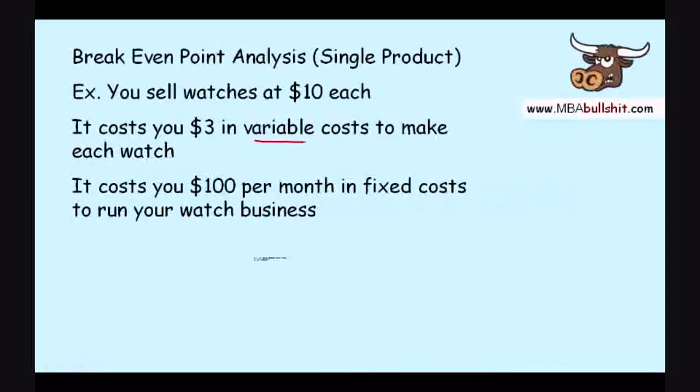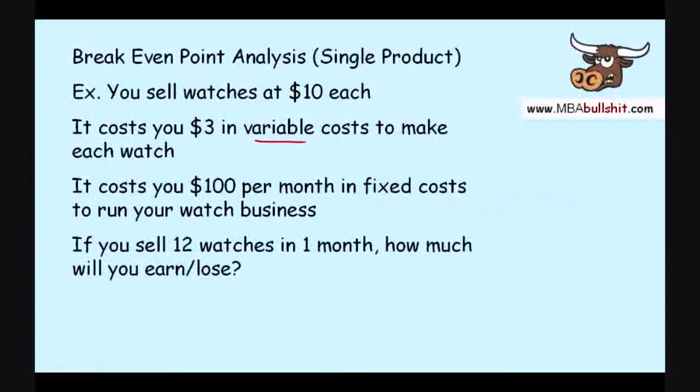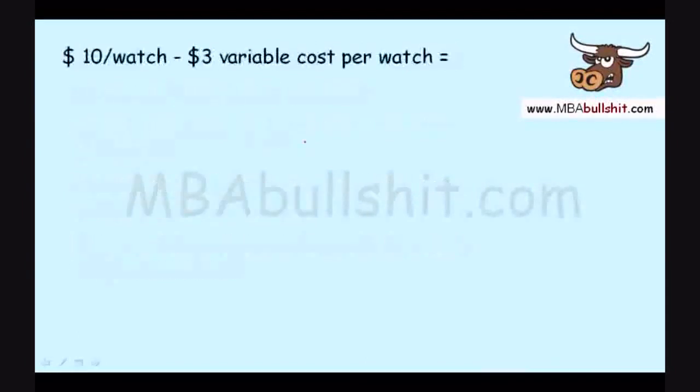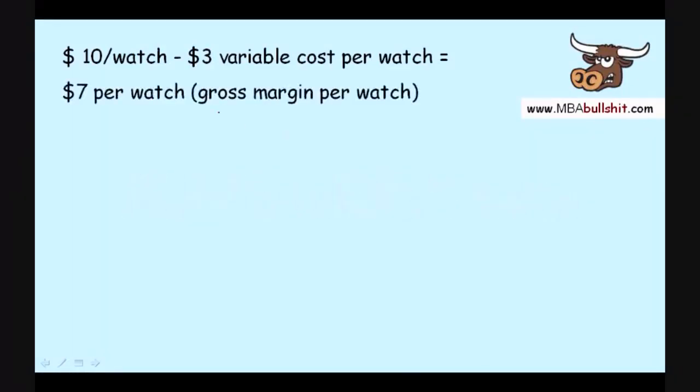So now if you sell 12 watches in 1 month, how much will your business earn, or how much will your business lose? To do that, we use this formula. First we look for the gross margin per watch. You're selling it at $10 per watch, and it costs you a variable cost of $3 to make each watch. So you make a gross margin of $7 per watch.